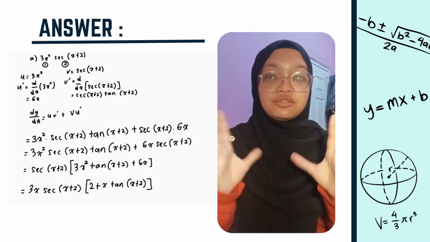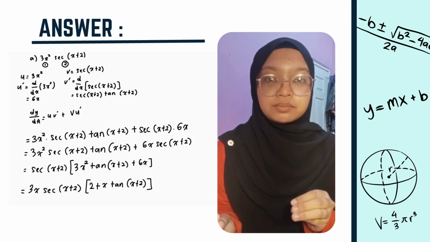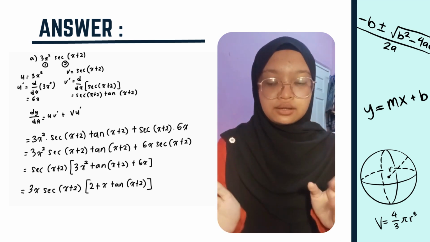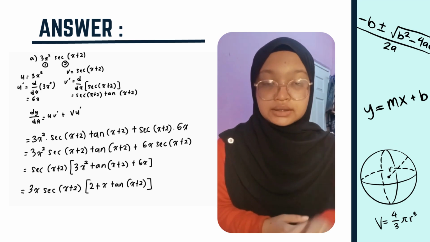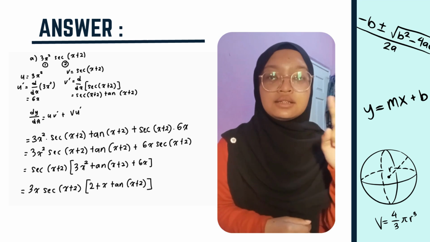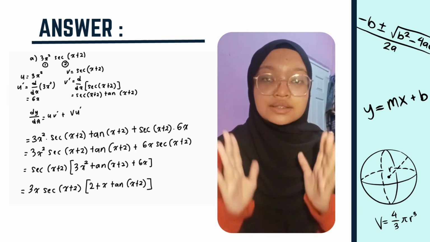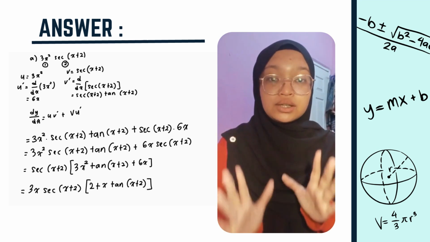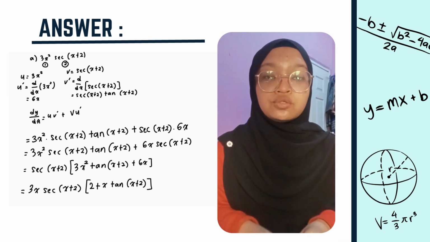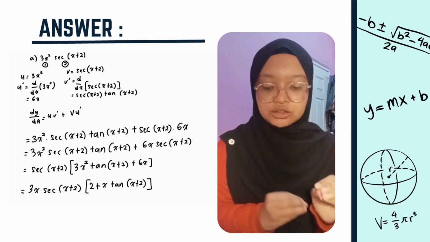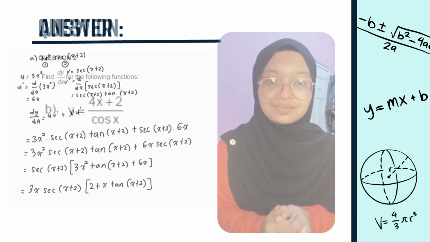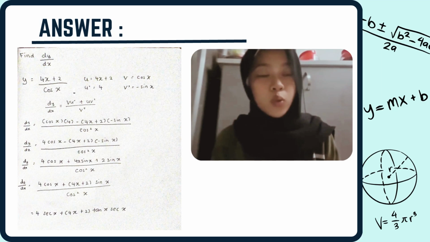I figured that we can simplify this answer by taking x sec(x + 2) out, and we put square brackets and we put 3x tan(x + 2) plus 6 in another square bracket. We can simplify this again by taking out 3x and we get 3x sec(x + 2) [2 + x tan(x + 2)]. So let's move to question 2b.